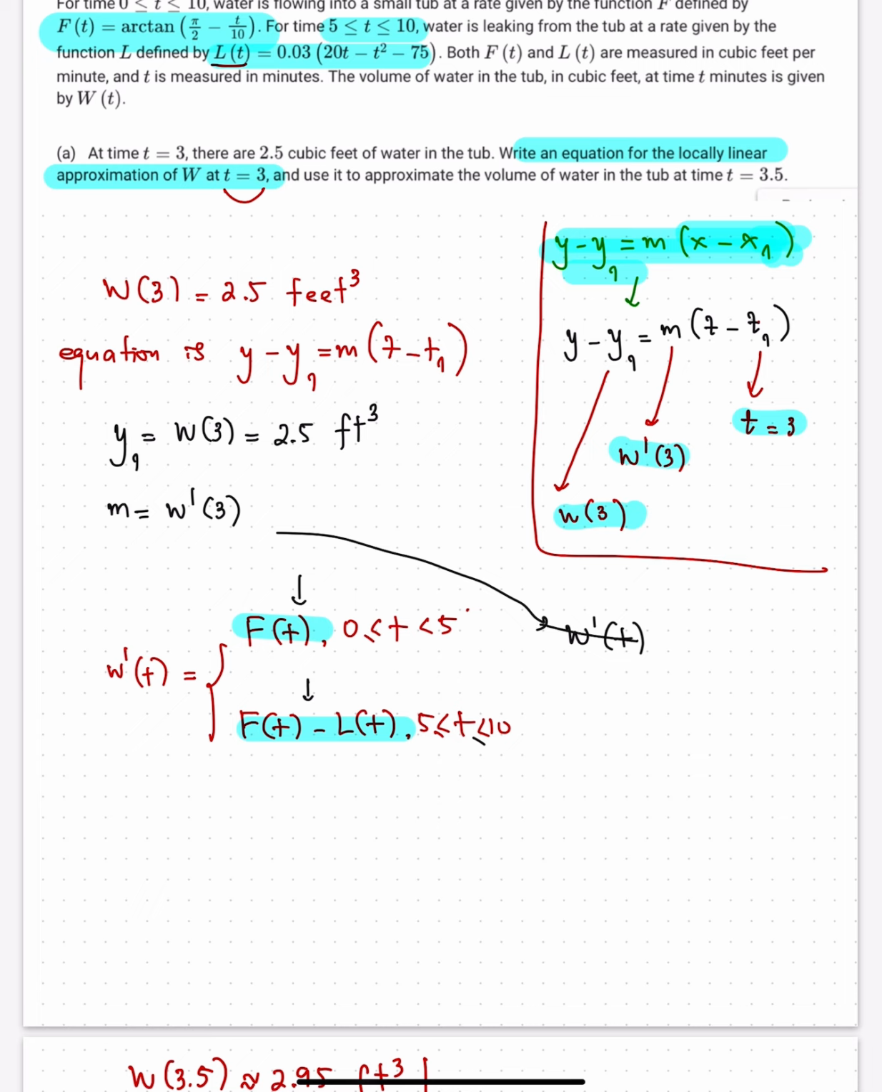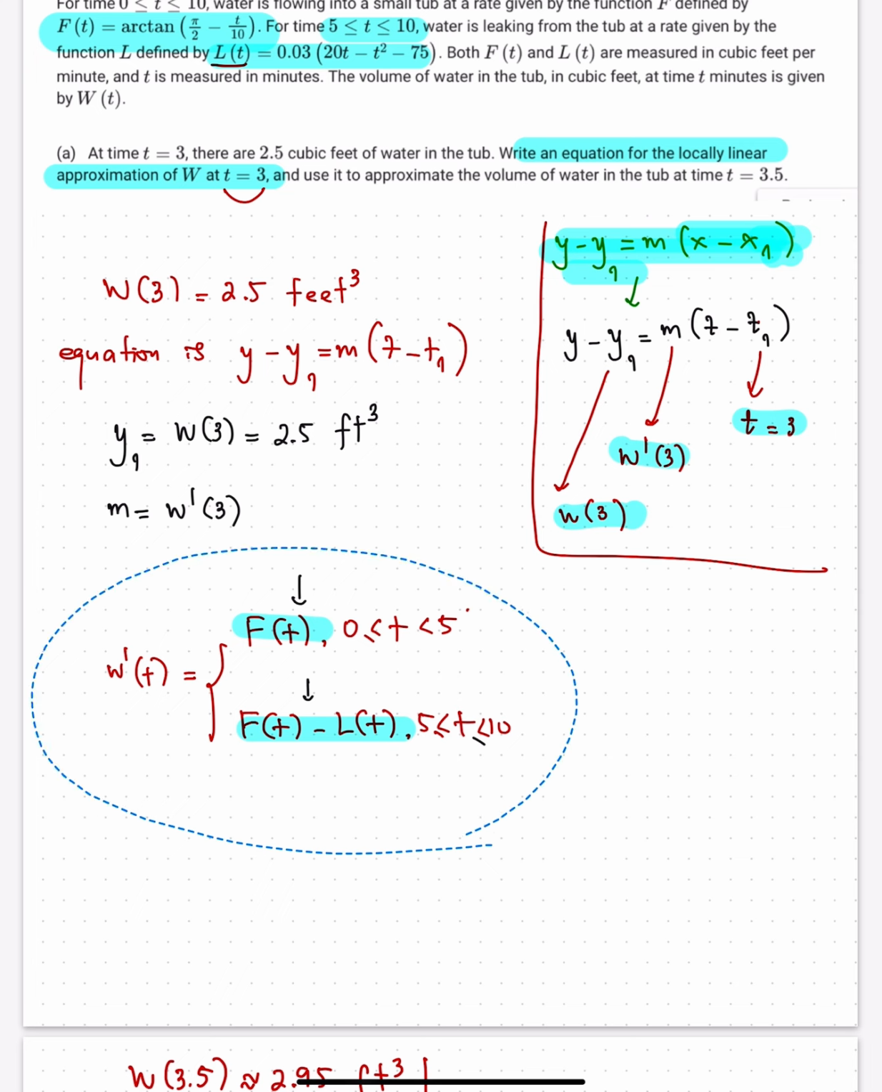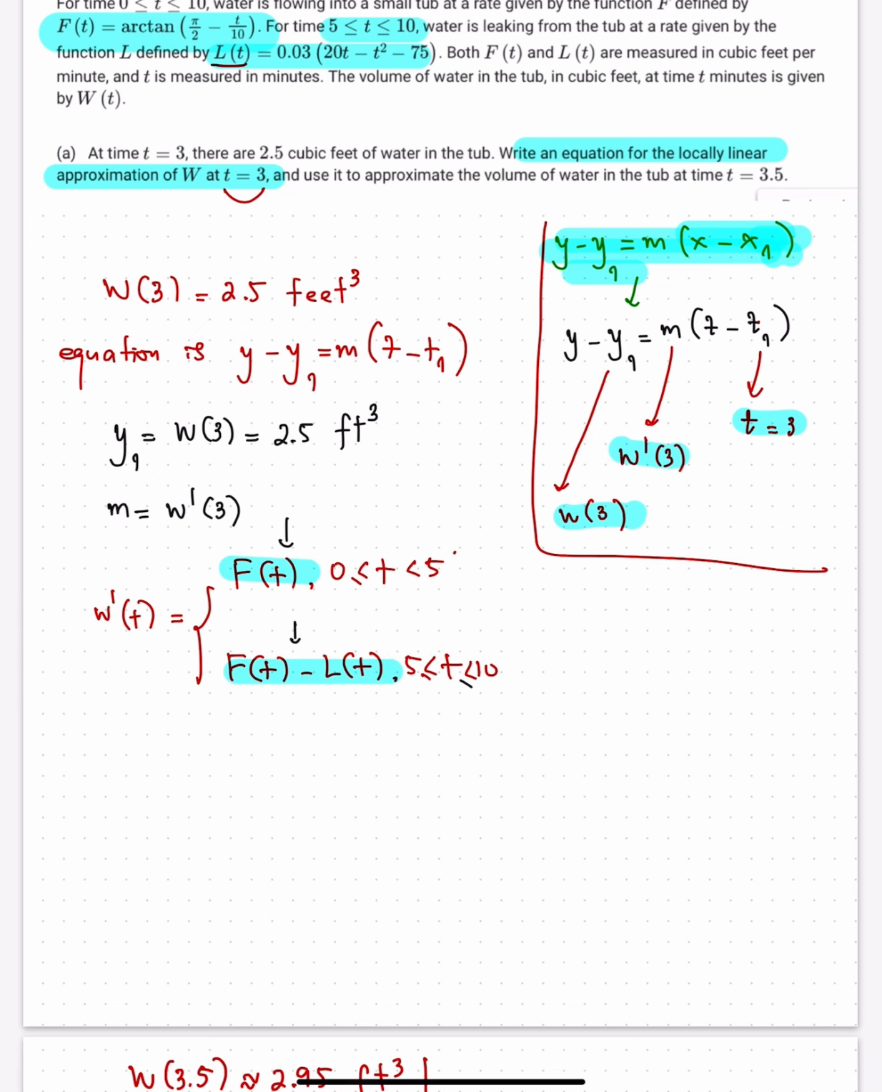So here, W prime of 3 equals f of 3, because we chose f of t, right? We chose f of t. So that means it will be W prime of 3.